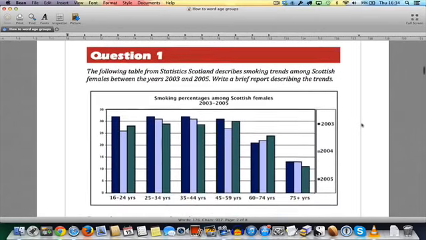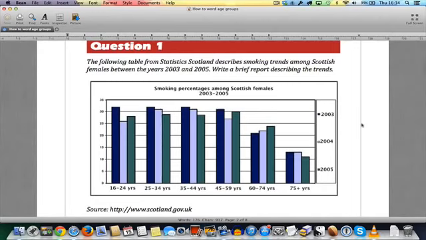So in this lesson, we're addressing something that is a challenge for many IELTS candidates, and that is how to make reference to age groups when they appear in your academic Task 1 question. So here on the screen we have an example question, and this data source presents the smoking percentages among Scottish female demographics between the years 2003 and 2005. And the data is organized by age groups. So we have 16 to 24-year-olds, 25 to 34-year-olds, 35 to 44-year-olds, 45 to 59-year-olds, 60 to 74-year-olds, and those women that are 75 years and older.